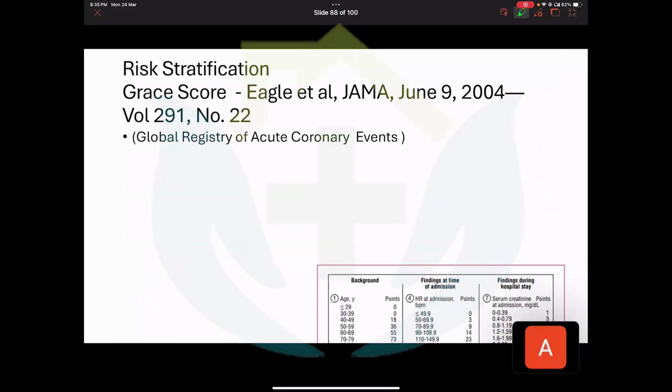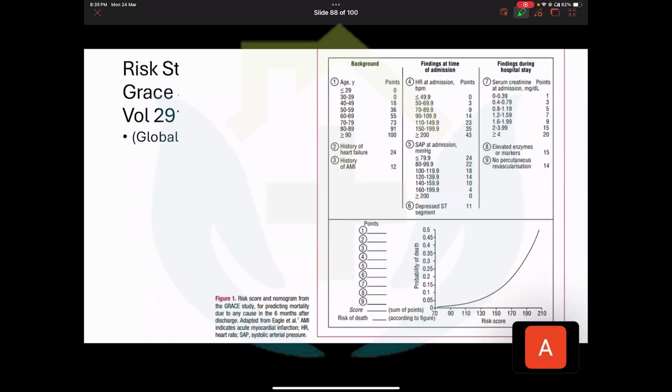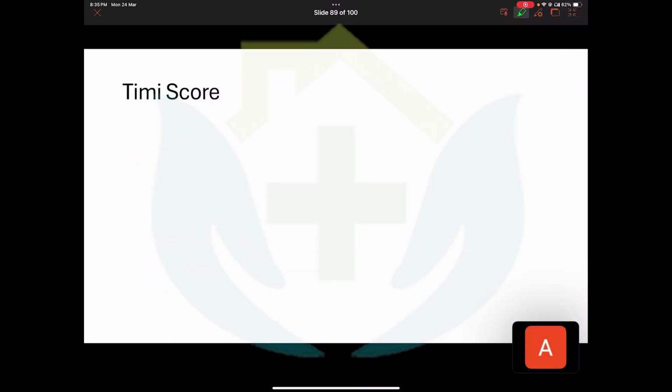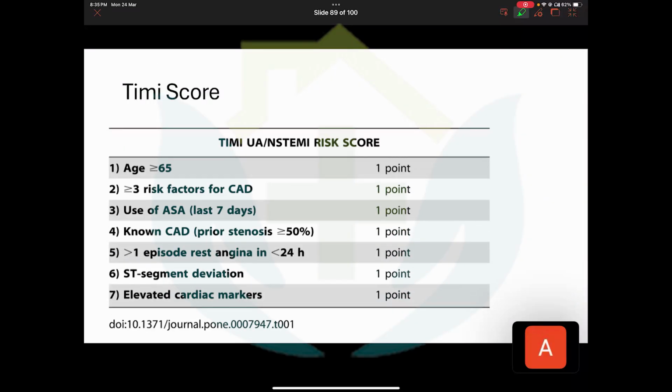So this is the Grace score. No need to remember. The cutoff is 140. Grace cutoff is 140. TIMI cutoff is 3. More than 3, you need to do a PCI. This is for non-STEMI.